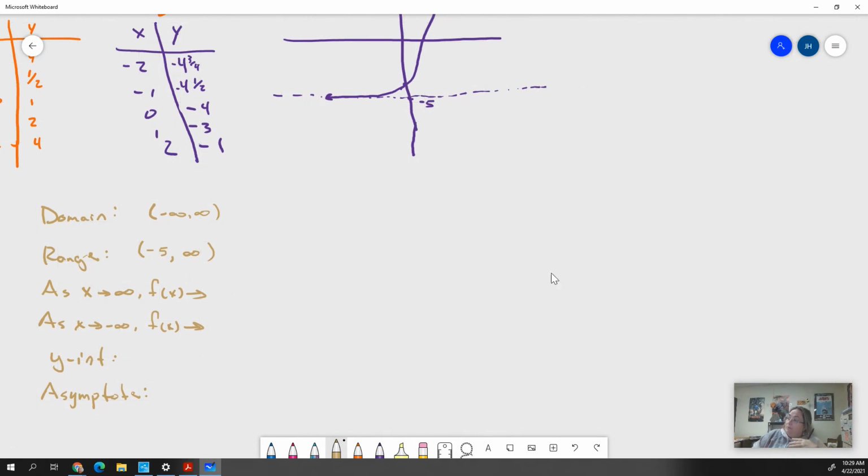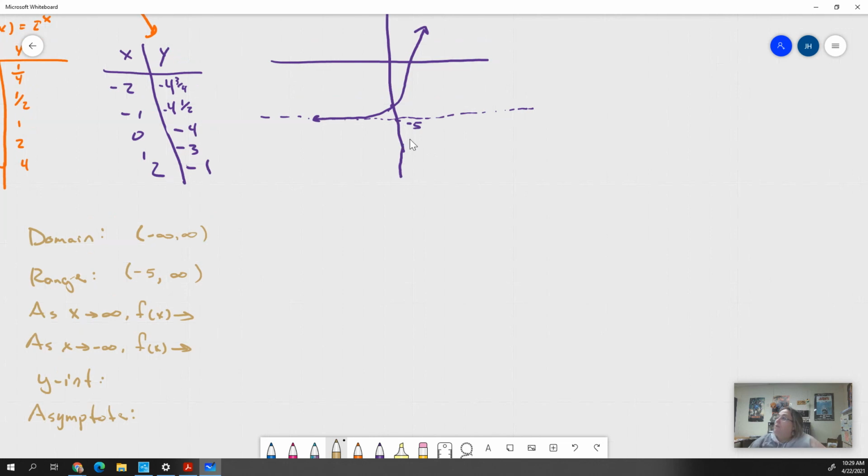And that tells us, with as x approaches infinity, what's happening to y as we go this direction with x, our y just continues to go up forever. So we're saying that it is going to approach infinity. As x approaches negative infinity, as it's going this way, it's getting closer and closer and closer to -5 forever. So f of x approaches -5.